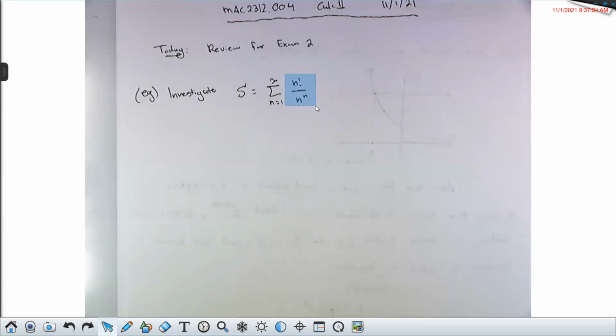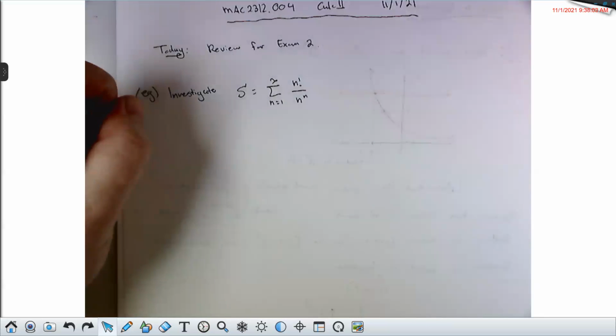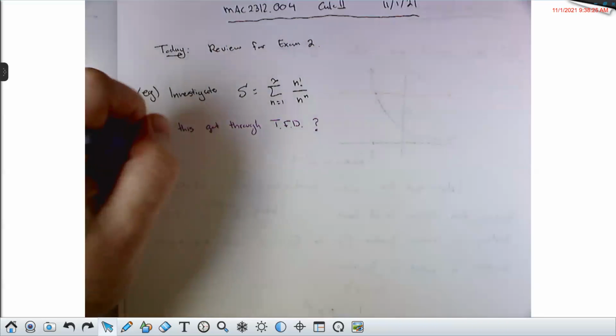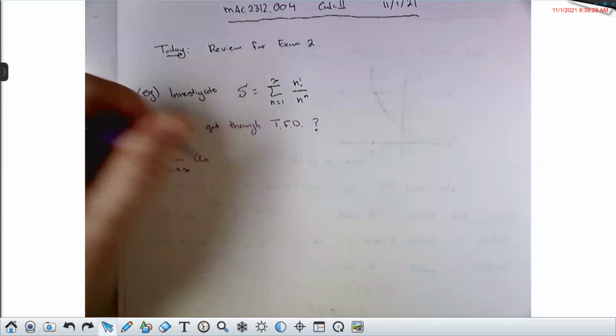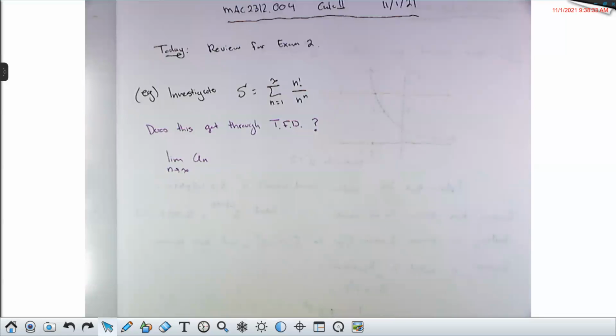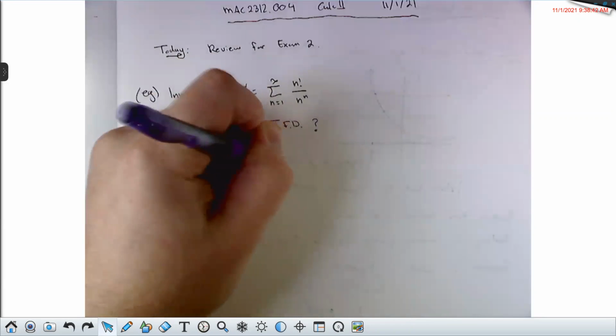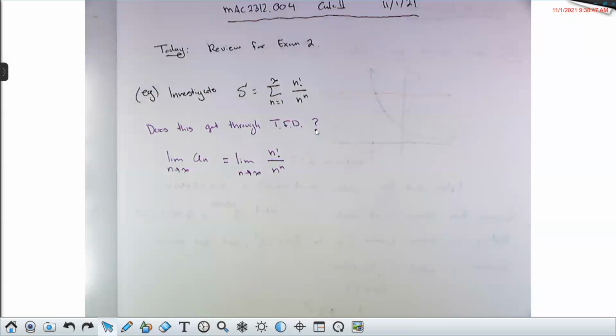Do the terms of the series here, does a_n go to 0? Can anybody tell me that? Remember what the test for divergence says. It says if the limit as n goes to infinity of a_n is not 0, then the series must diverge. So here we're looking at the limit as n goes to infinity of n factorial over n to the n. And again, remember, this is not the same thing as the series. They're totally different animals. This is just a limit we can calculate that sometimes tells us about the series.